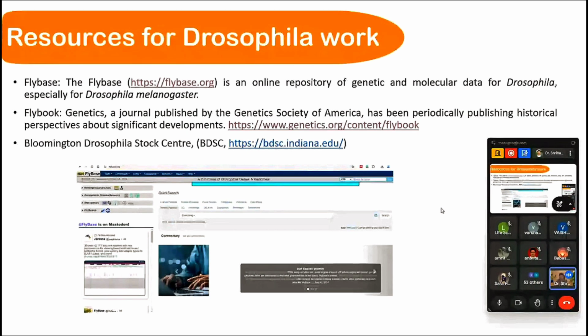So if you want several cultures of Drosophila, you can contact NCBS, that is National Center for Biological Sciences in Bangalore. You can also contact ICER in Pune. ICER will help you in establishing a Drosophila lab if you want to establish one. Department of Zoology at Banaras Hindu University has also a Drosophila facility.